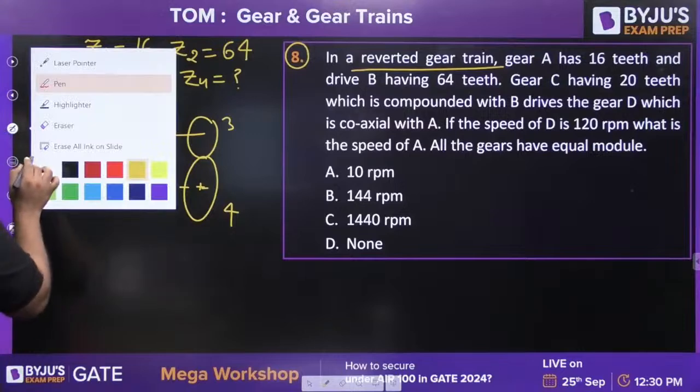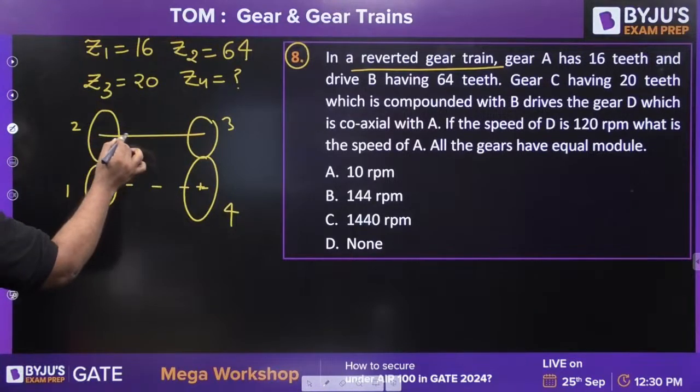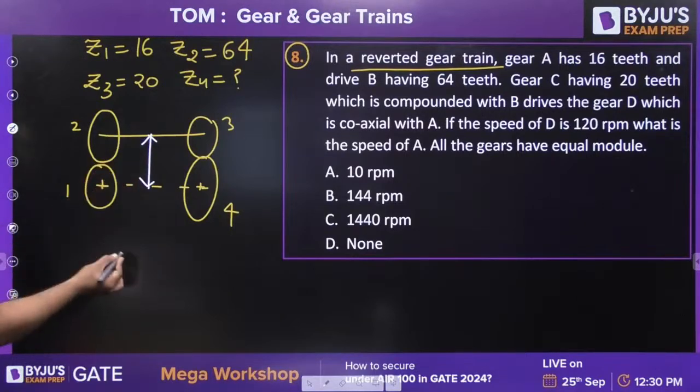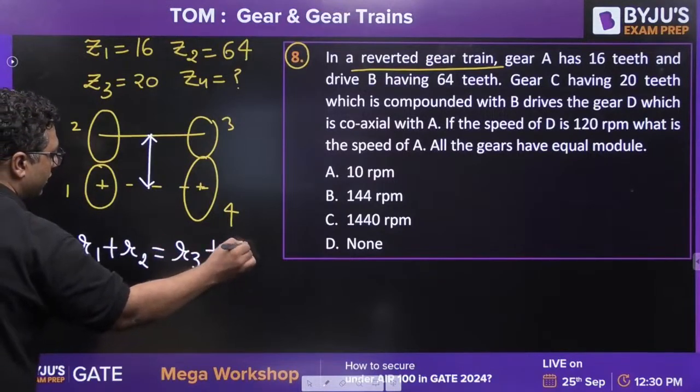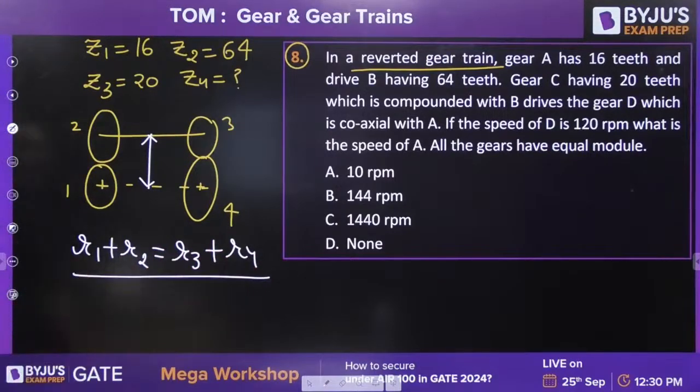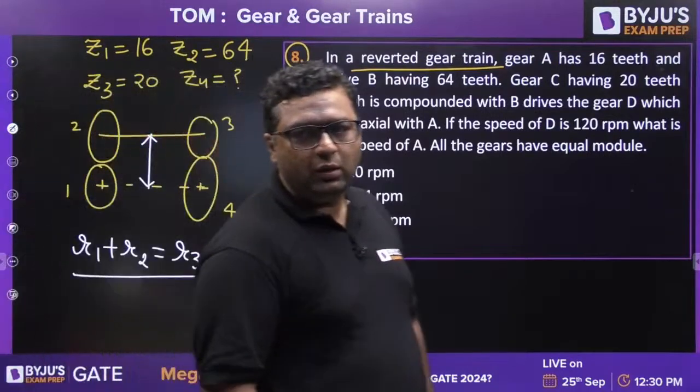You know one thing, that this center distance is constant. So you will use R1 plus R2 equals R3 plus R4. This is one equation which will help you.